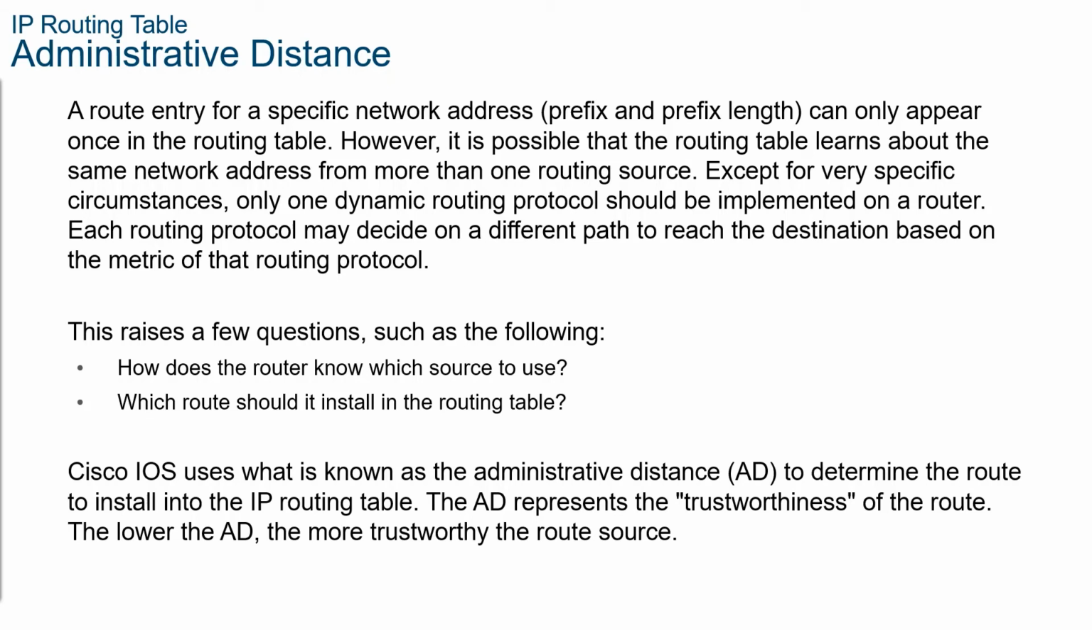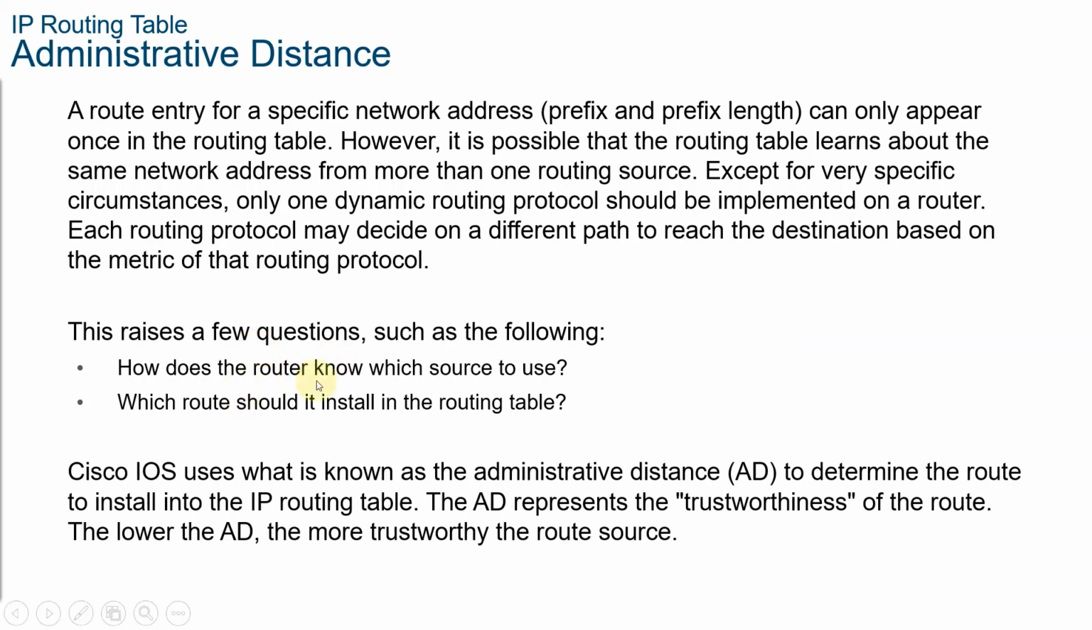However, it is possible to configure both OSPF and EIGRP on the router, both running, and both routing protocols may learn the same destination network. Each routing protocol may decide on a different path to reach the destination based on the metric of the routing table. So this raises a few questions, such as the following.